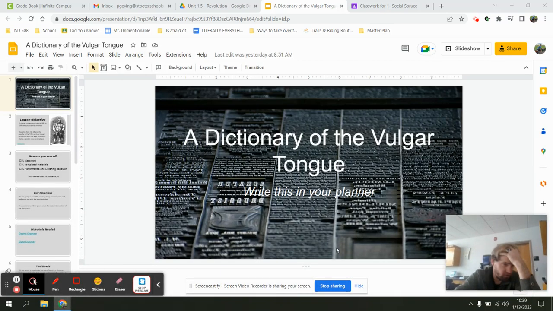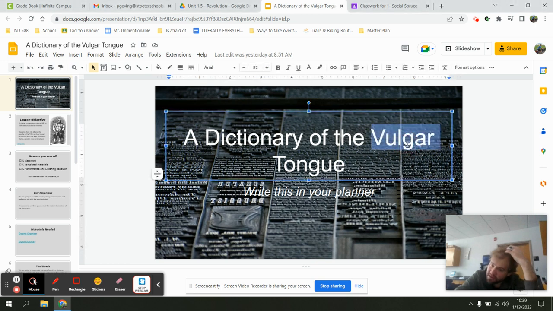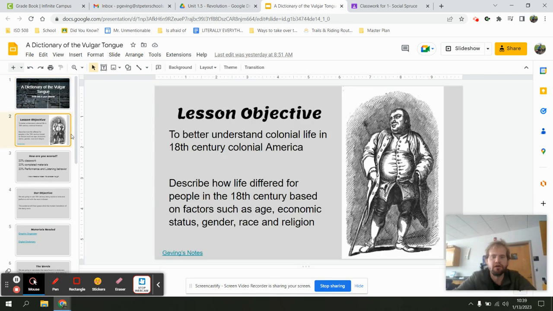All right, I'm going to walk through the Dictionary of the Vulgar Tongue. Vulgar is a word that now we would describe as rude. And this lesson is a super exciting one. I quite enjoy this. Here's what we are going to be up to. Our goal is to better understand colonial life from 18th century America, and the way we're going to do that is we're going to use some slang words.